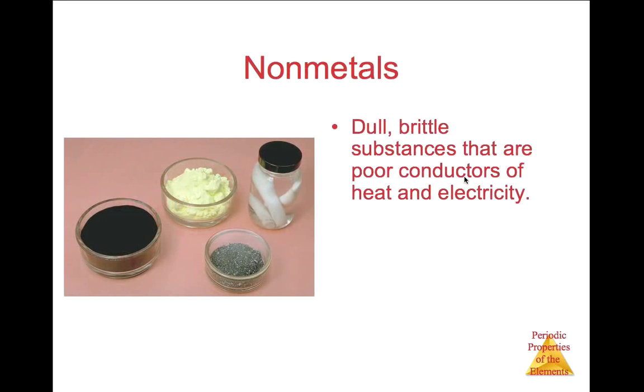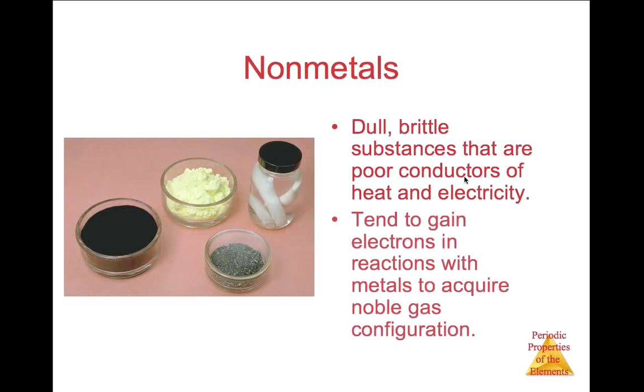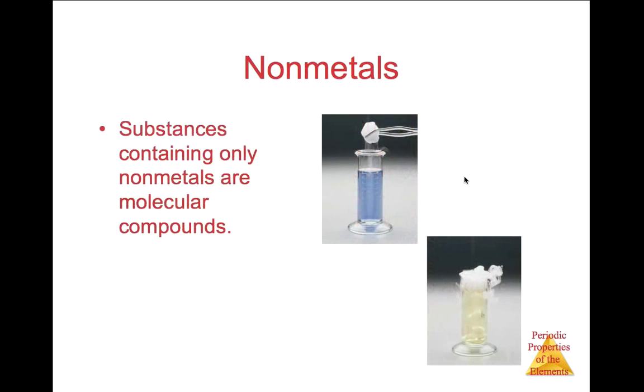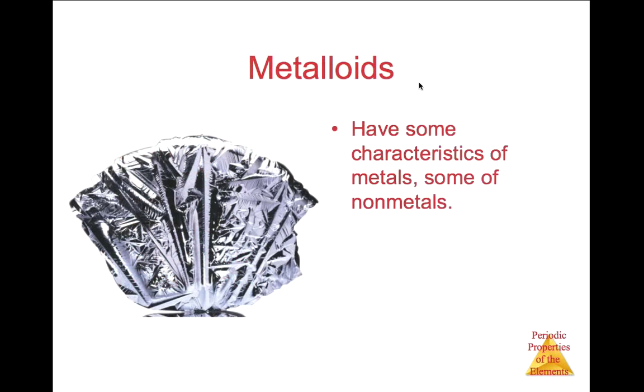Nonmetals are dull, brittle substances that are poor conductors of heat and electricity. They tend to gain electrons in reactions with metals to acquire noble gas configurations of electrons. Substances containing only nonmetals are called molecular compounds. This is carbon dioxide, CO2, right here in its solid form.